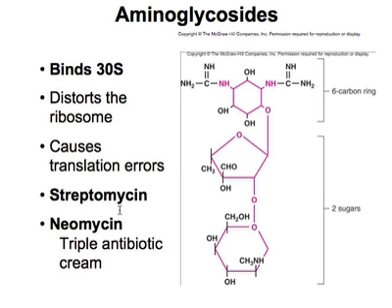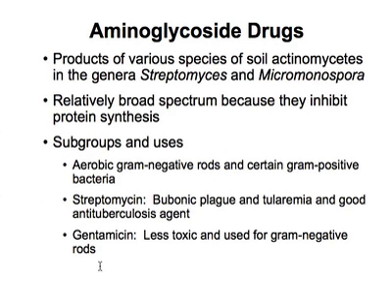Neomycin also fits into this group, and this is found in triple antibiotic creams such as Neosporin, and this works pretty well in that case. And you don't get the ototoxicity associated with it because it is used topically. So aminoglycoside drugs, most of these come from some flavor of organism, either Streptomyces or Micromonospora, which are fungi. They're relatively broad spectrum because they inhibit protein synthesis, and you can use them for gram-negatives, so that's a nice plus to these.